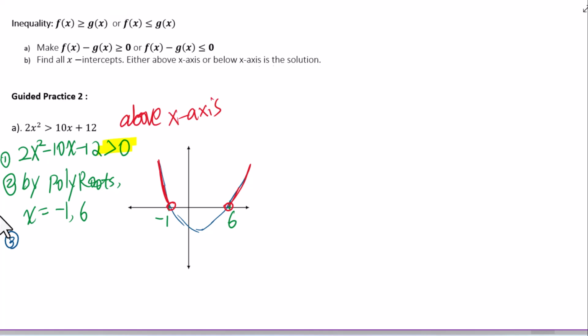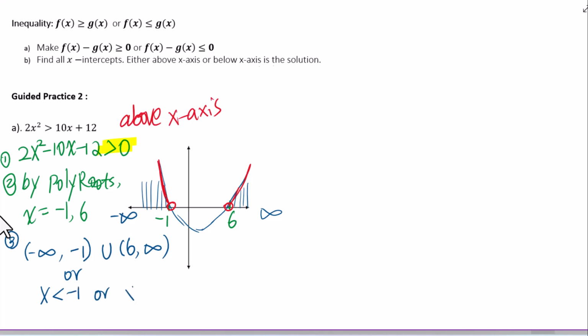Then just check the domain for this graph. Let's put negative infinity, positive infinity. Negative infinity to -1, union 6 to infinity is the solution. Or we can write down the inequality form. x less than -1 or x greater than 6 is the solution.